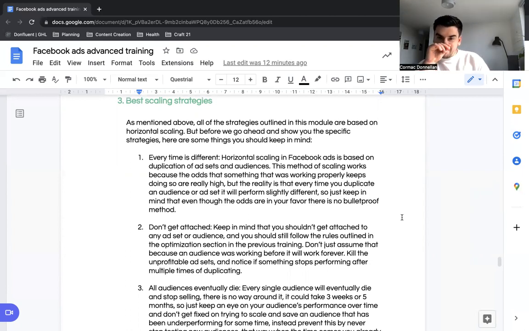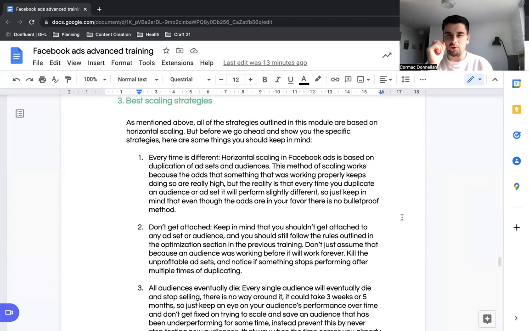But the reality is that every time you duplicate an audience or an ad set, it will perform slightly different. So just keep in mind that even though the odds are in your favor, there's no bulletproof method. Number two, don't get attached. You shouldn't get too attached to any ad set or audience. Just because something worked previously, something may change, if it's the algorithm, content, or just the feeling of that audience.